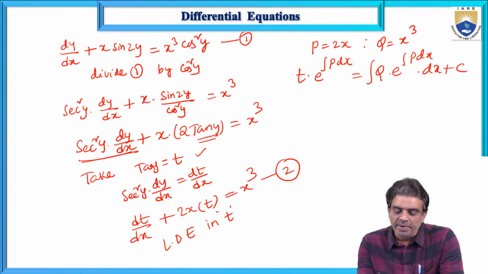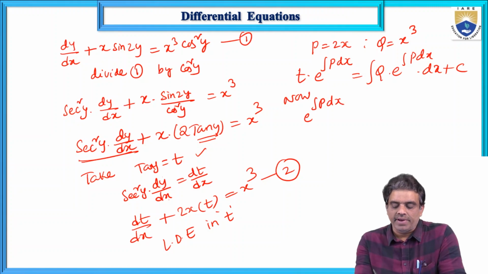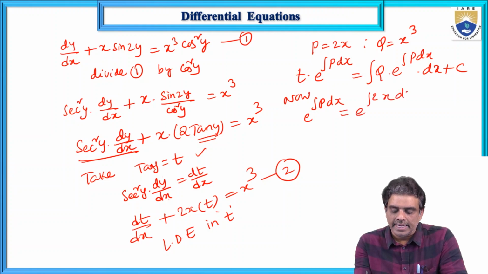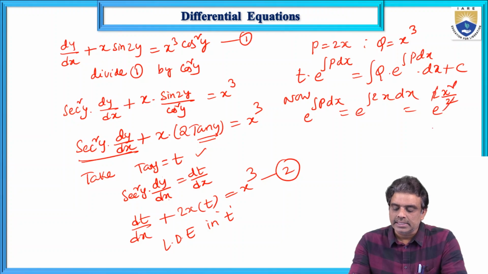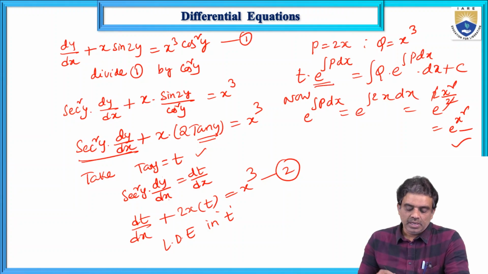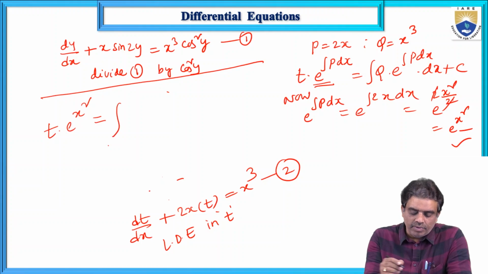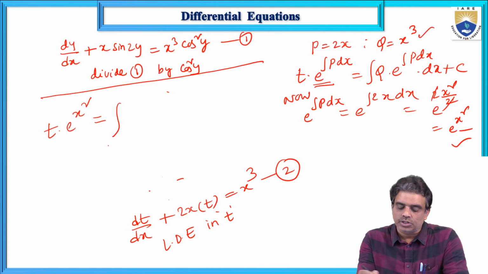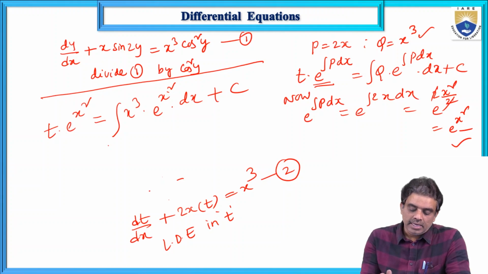So what is e power integral p dx? The integrating factor I will find first: e power integral 2x dx, that means 2 into integral x, which is x square by 2. So this is e power x square. Now I write the solution. t into e power integral p dx, that is e power x square, equal to integral, what is q? Here in the equation q is x cube, that is x cube into e power x square dx plus c. That is the solution of the given equation number 2.